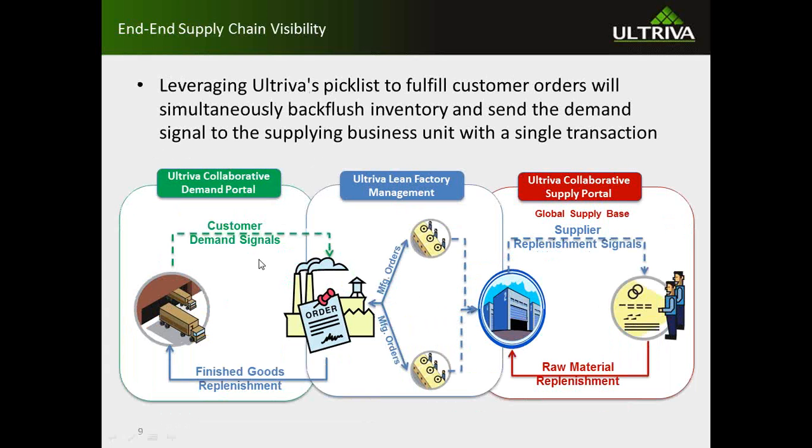So at Ultriva, we like to talk about the end-to-end supply chain visibility and material pull. So in the demo portion, we're going to show you how you can leverage Ultriva's pick list and pick and ship to fulfill your customer orders with the CDP module, as well as backflush your inventory that you're holding at that supplier business unit, and signal the replenishment at your supplier if you had that loop identified in the system as well.